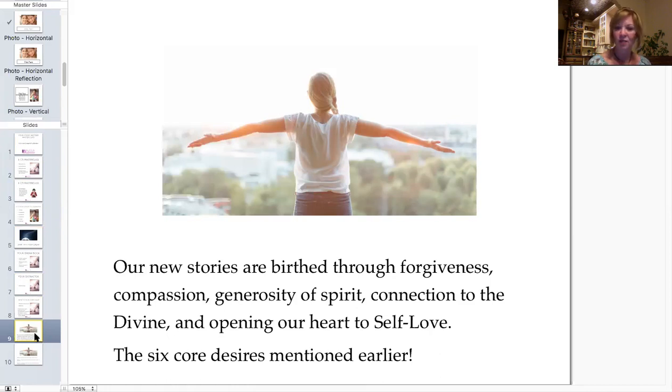I did more forgiveness work. I had compassion. I knew that I needed to really connect into the divine, because I really wanted to heal my broken heart. And that required that I actually open up my heart for self-love. So that was the process that I used. But forgiveness came before compassion.